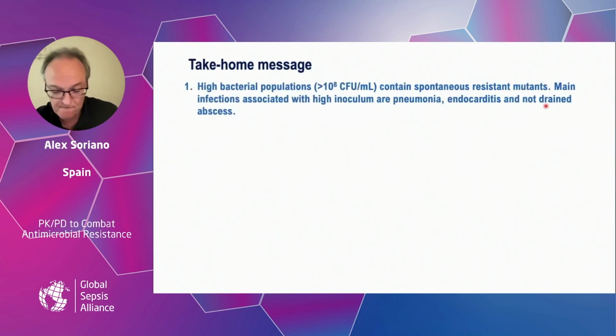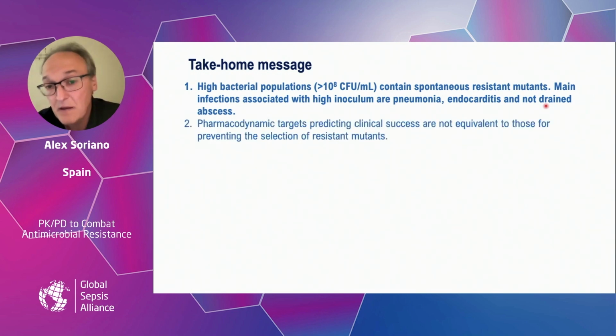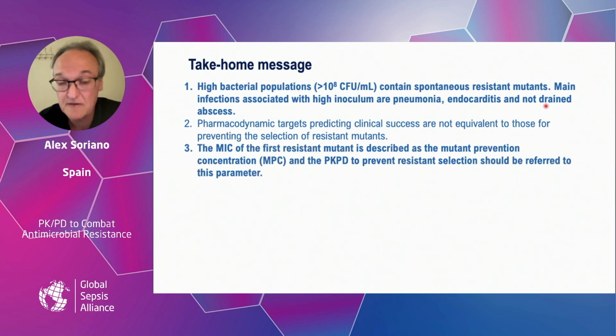So just to finish my 10 minutes, my take-home messages would be that a high bacterial population contains spontaneous mutations, and these are particularly common in pneumonia, endocarditis, and in not-drained abscesses. That pharmacodynamic targets to predict clinical success are not equivalent to those for preventing selection of resistant mutants. That the MIC of the first resistant mutant is described as the mutant prevention concentration, and the PK/PD to prevent resistance should be referred to this parameter.